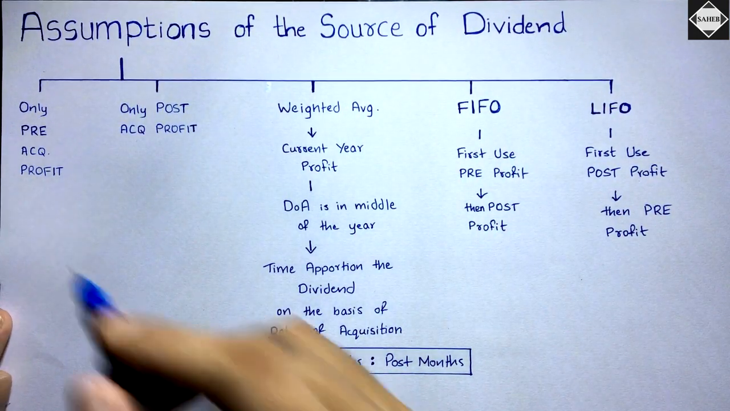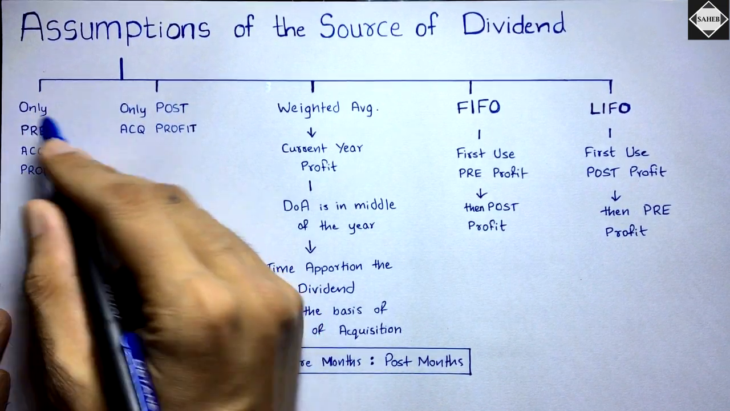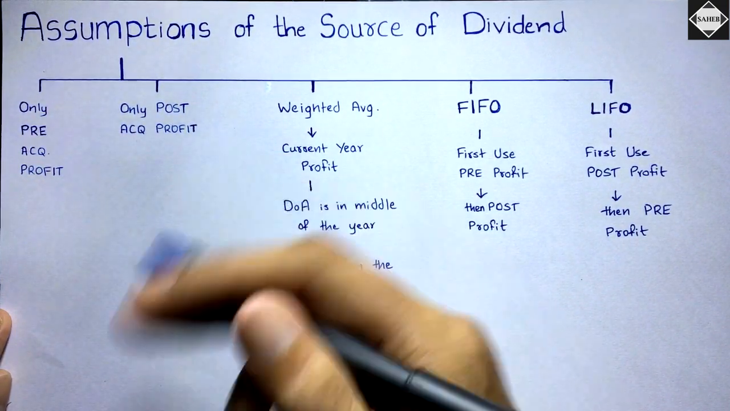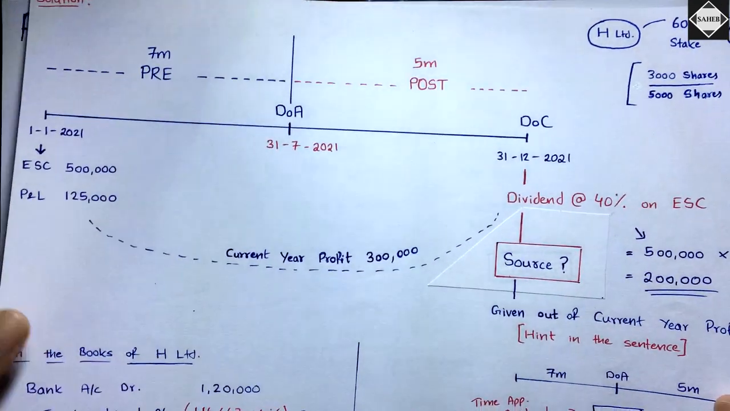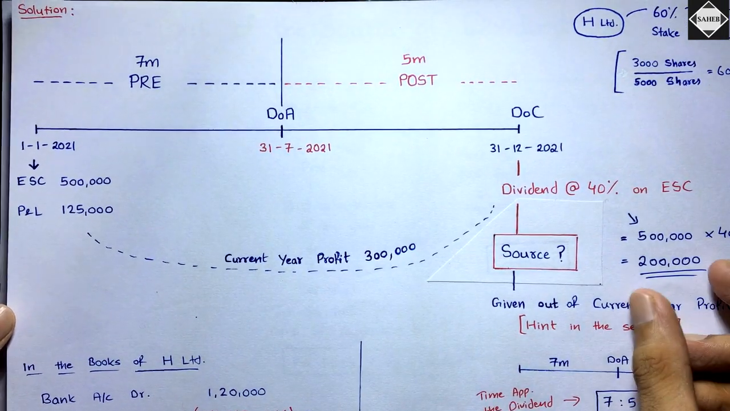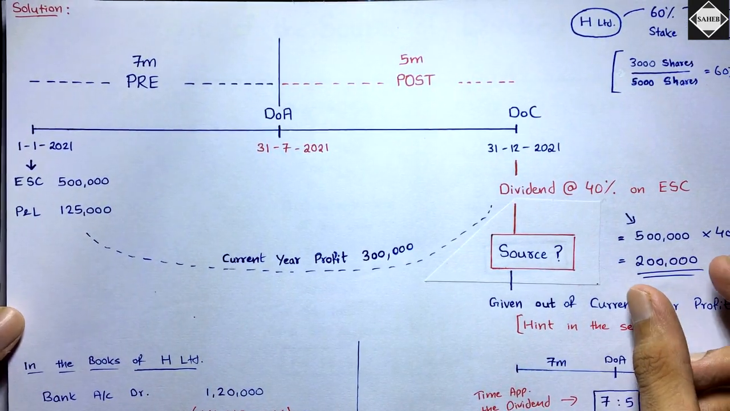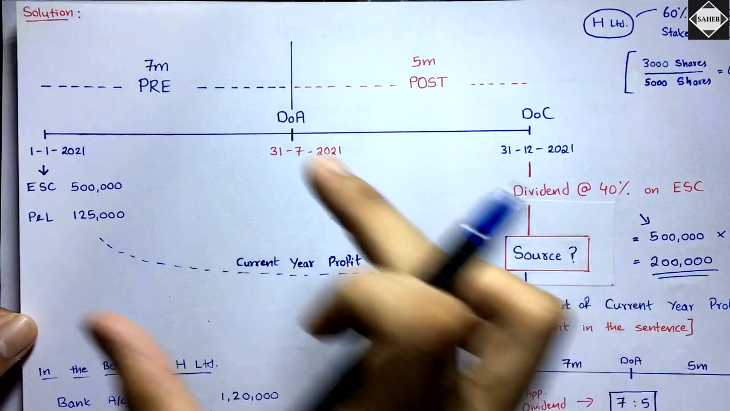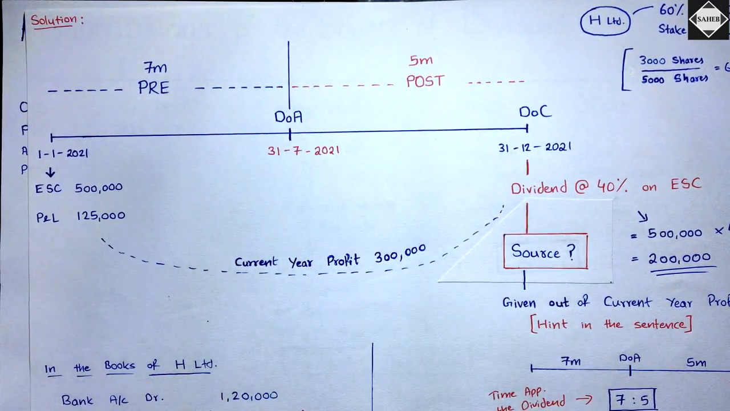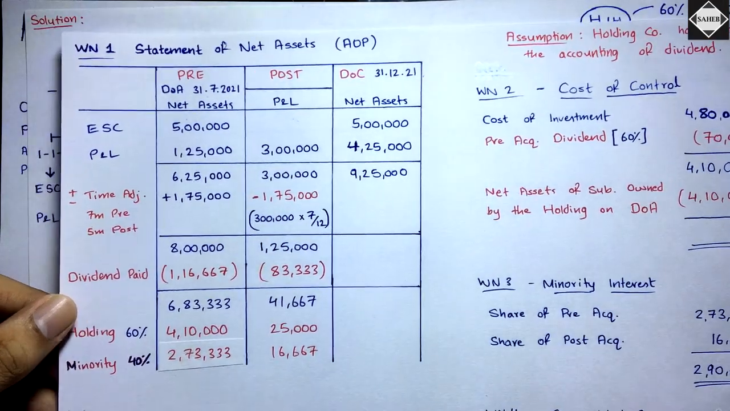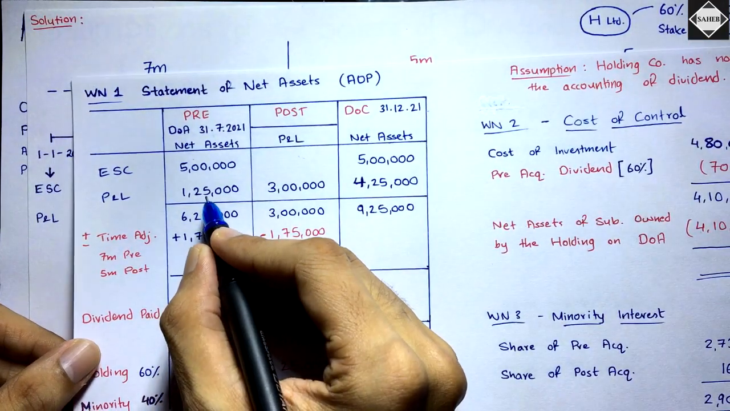The first assumption that we have is only pre-acquisition profit is used to give out the dividend. All right. So for example, in our previous illustration, see this 2 lakh dividend, we can assume that this 2 lakh has been given entirely out of pre-acquisition profit. How much is pre-acquisition profit in our example? How much was it? Pre-acquisition profit 1,25,000 was already there on the first day.